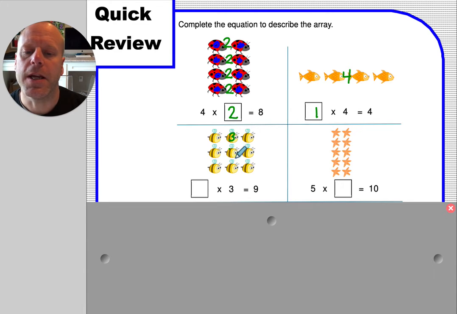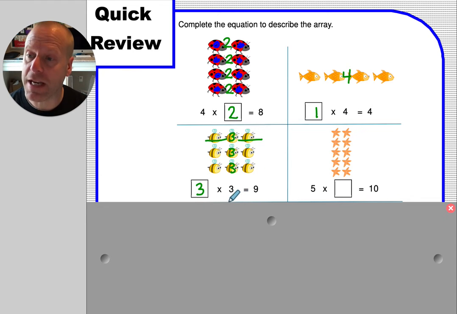Here's a 3, here's a 3, here's a 3. And when I say it's a 3, it goes all the way from one side across, right? 1, 2, 3, 1, 2, 3, 1, 2, 3. So we have 3 threes. 3 threes all together count up to be 9. Here we're looking at a 2, a 2, a 2, a 2, and a 2. 5 twos all together make 10.